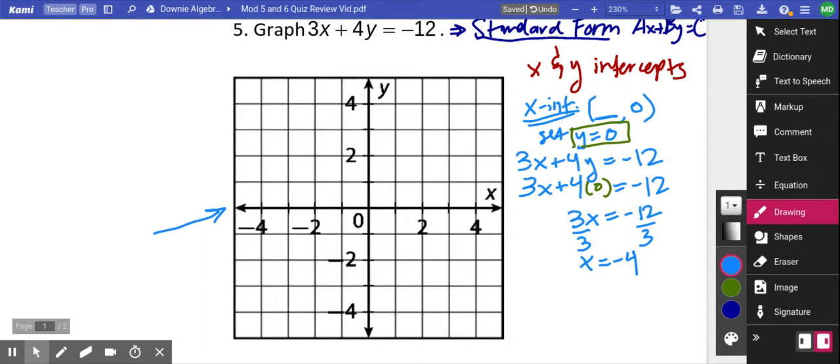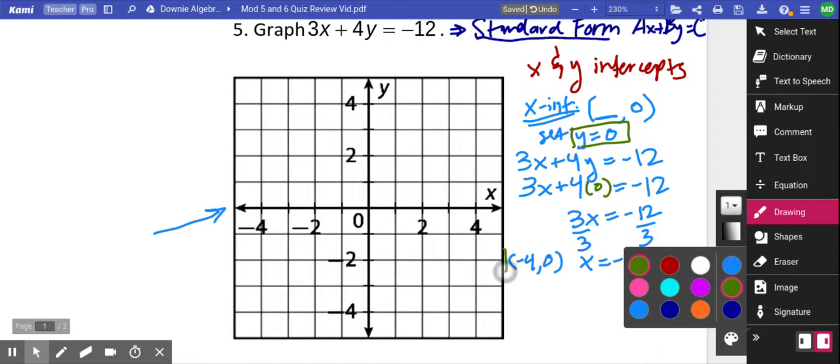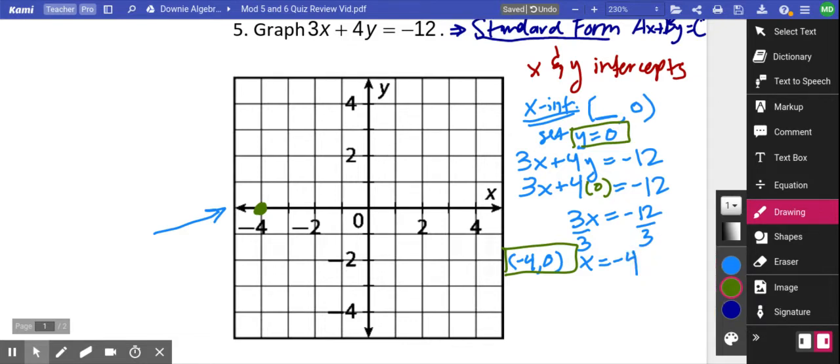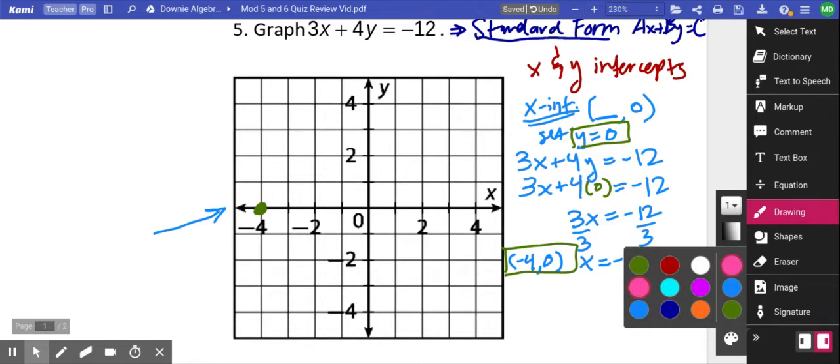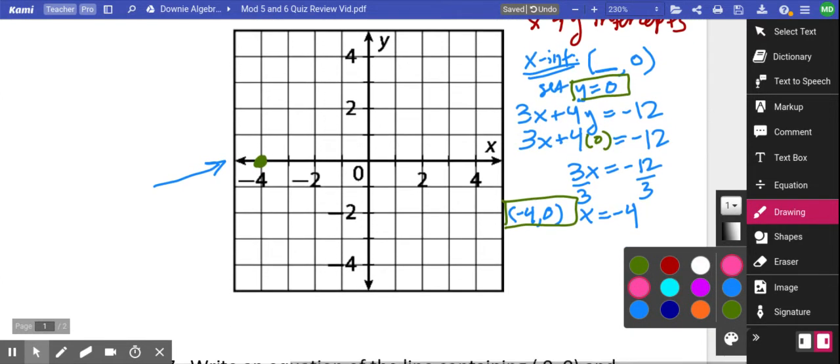So as an ordered pair, my x-intercept is negative 4, 0. Negative 4, 0. And I'm going to graph that. Negative 1, 2, 3, 4 to the left. And it stays along that x-axis. We've solved for our x-intercept. Let's try solving for our y-intercept.